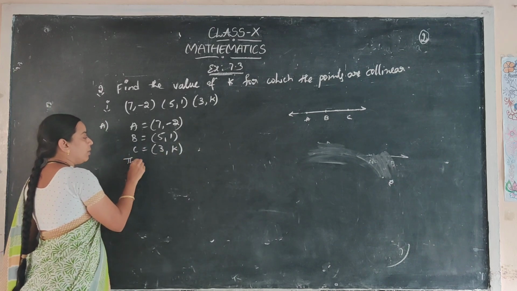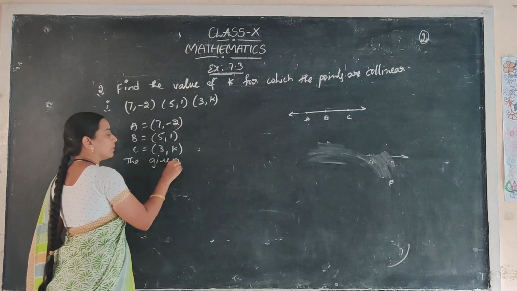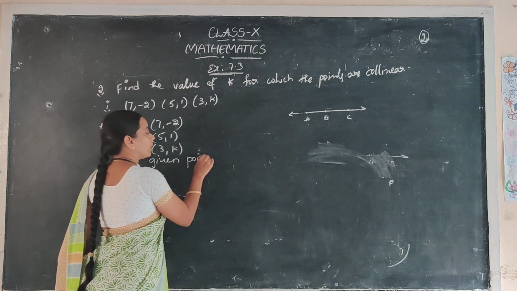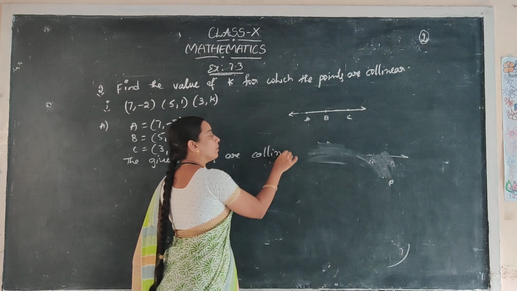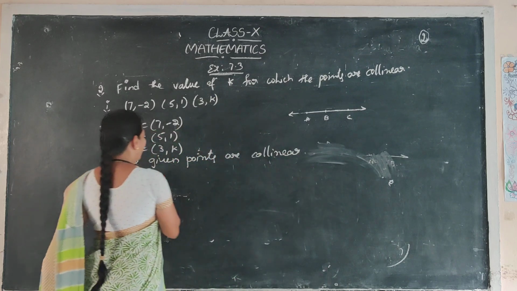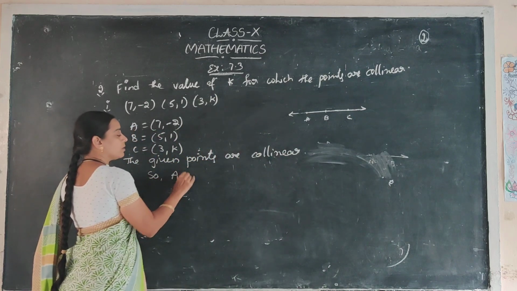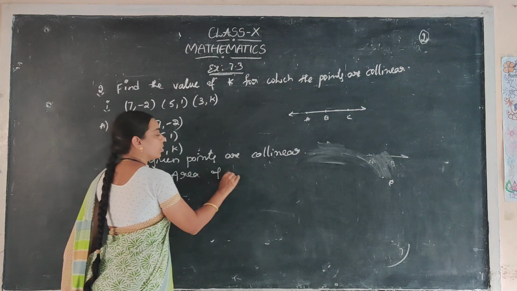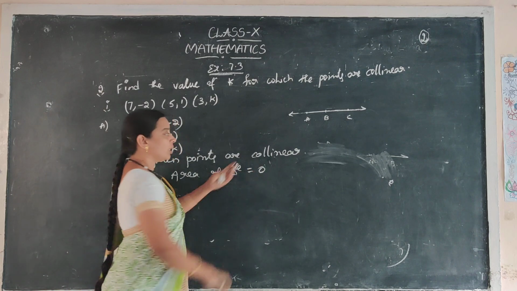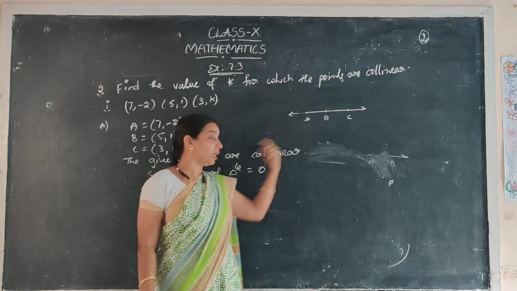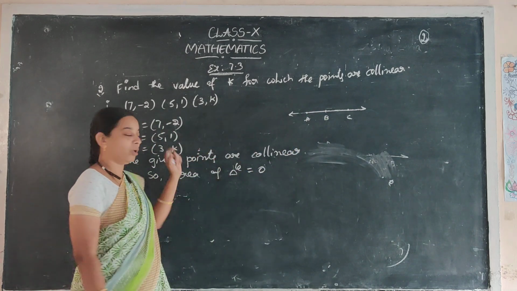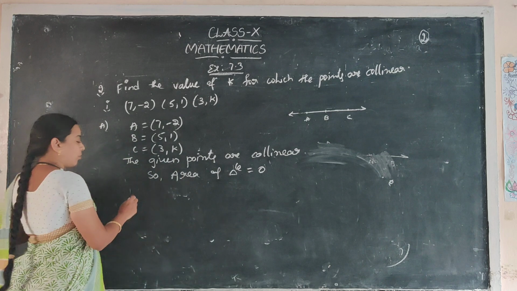Now the given points are collinear. So the area of the triangle is 0. Area of the triangle is equal to 0. Collinear means they lie on one line, so we cannot draw a triangle, and if we cannot draw one, the area of the triangle is equal to 0. So the area of the triangle formula was already introduced.